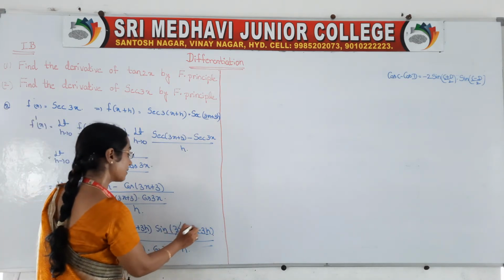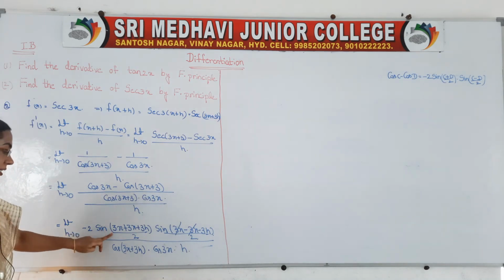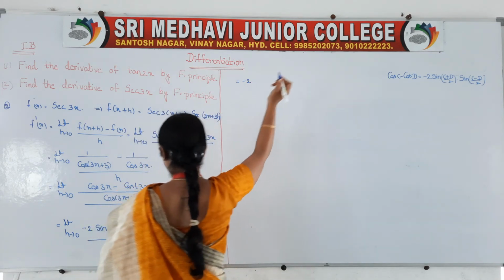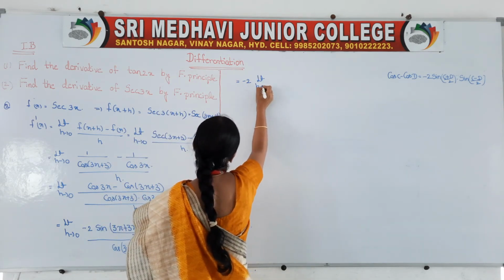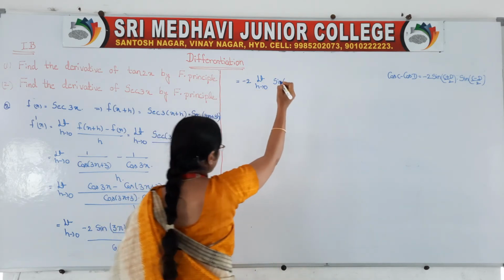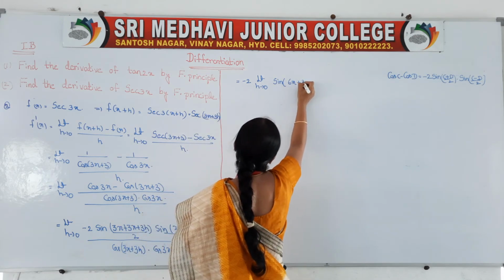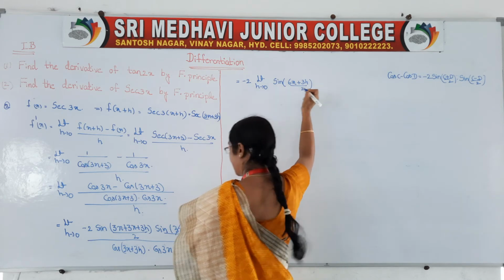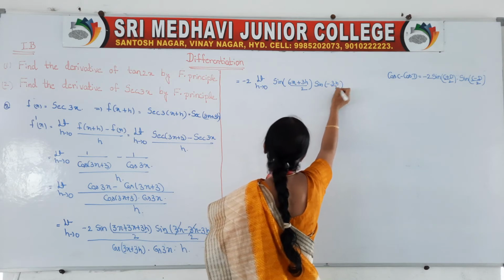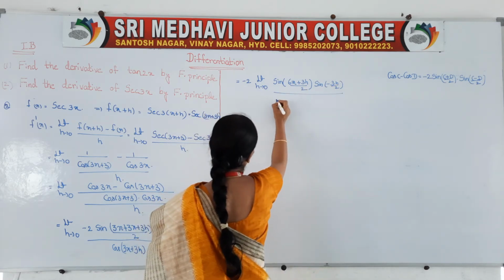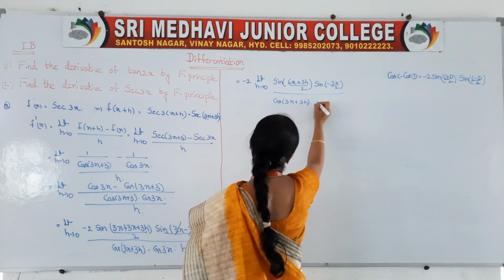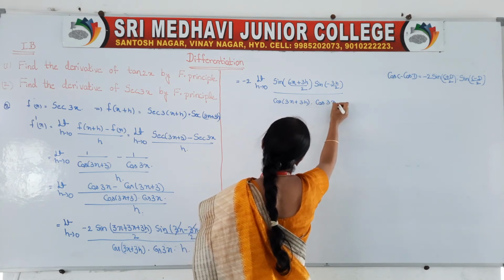So here 3x minus 3x gets cancelled. Okay, so here we can write minus 2 outside, right? Limit h tends to 0 sine of, how can we write, 3x plus 3x, 6x plus 3h by 2 into sine of minus 3h by 2, divided by cos of 3x plus 3h into cos 3x into h.